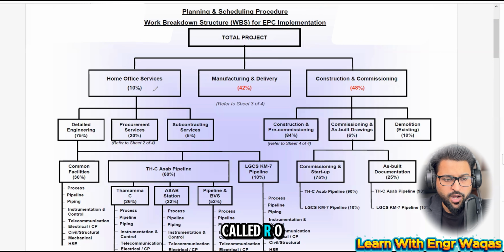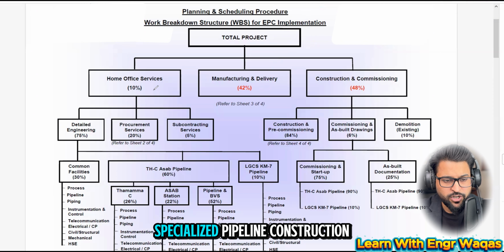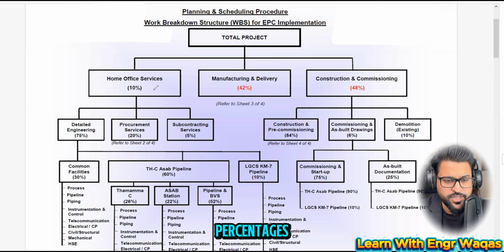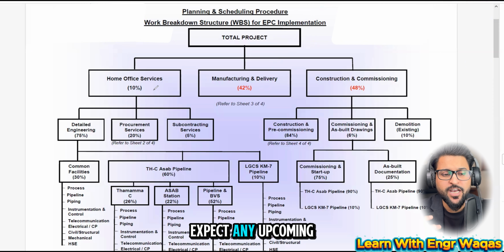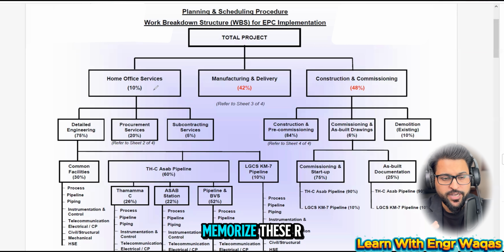This is also called ROC, rule of credit, right? ADNOC specialized pipeline construction projects will be given such kinds of percentages, and in job interviews they are going to ask you the same thing. So people who are preparing for any upcoming opportunity in pipeline project planning and control should memorize these ROCs or weightages, right?